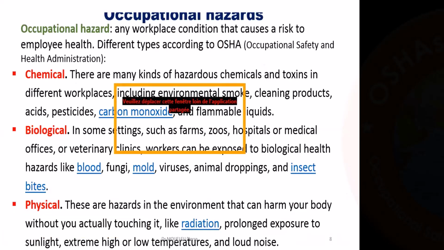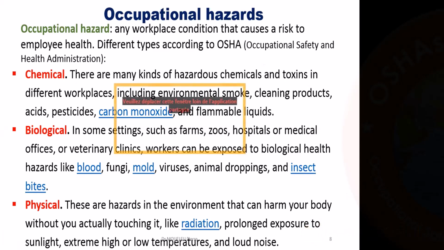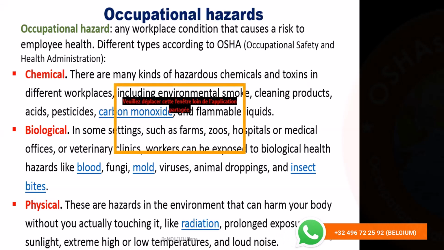Continuing here with occupational hazards, we are going to present definitions of some elements concerning occupational hazards. It is any workplace condition that causes a risk to employees' health. Different types of occupational hazards exist according to OSHA. Their classification includes chemical hazards, made of all those hazardous chemicals and toxins that can be used at the workplace.